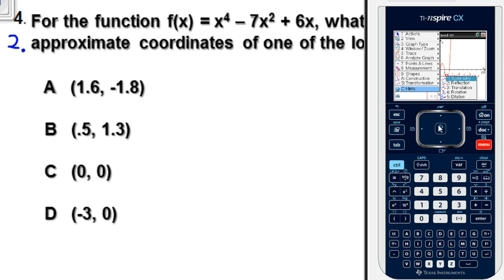go down to option 5, trace graph, and here we go, and we have our cursor right here. We can just arrow over, and it shows a minimum here, and we have a minimum that shows at 1.6 comma negative 1.77, and so that's going to be closest to answer A.